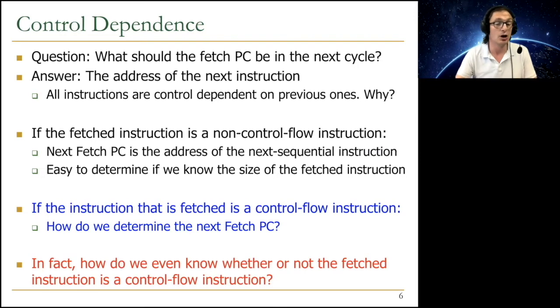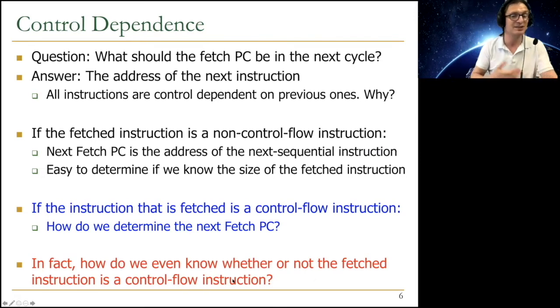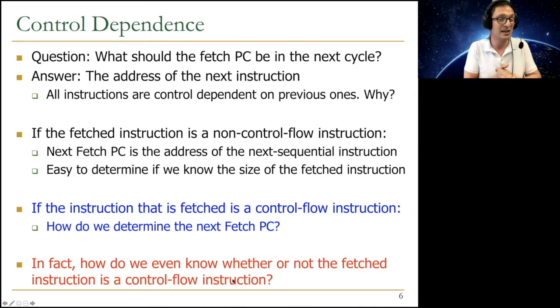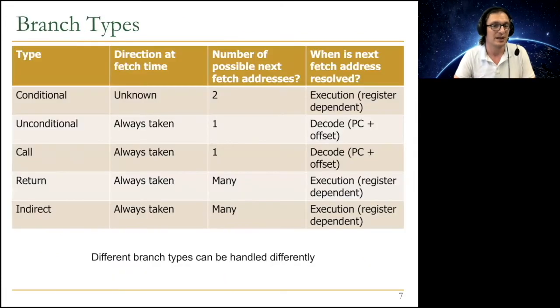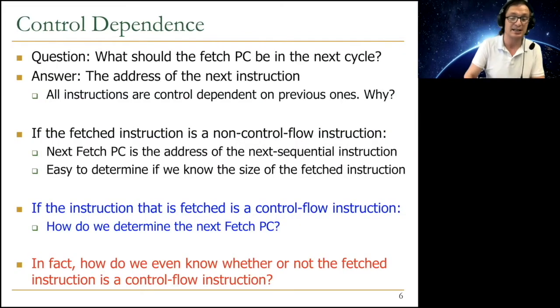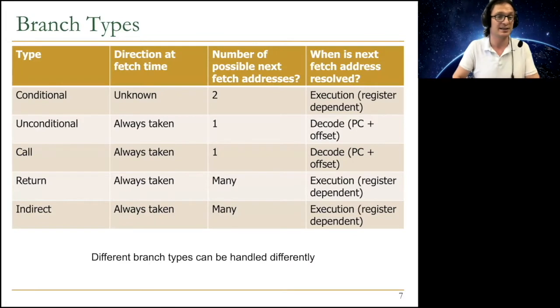I mean, we don't even know whether the fetched instruction is a control flow instruction. So we cannot even distinguish between those two cases because we have not decoded the instruction yet. The instruction is being fetched at the moment in the fetch stage. So a control dependence, that's why it's so disruptive to a pipeline processor, because at the beginning of the pipeline, it immediately poses you a problem. What are you going to fetch next? And we're going to handle this basically in the next couple of, today and in the next lecture.